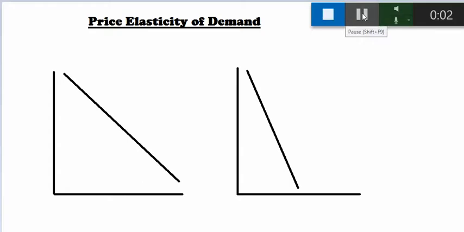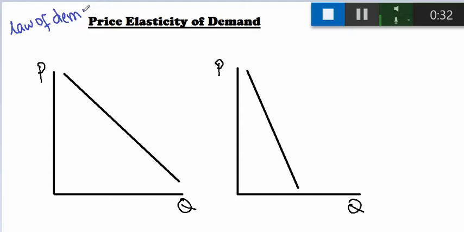Today we want to look at price elasticity of demand and try to understand what it means. It is a measure of how responsive or how sensitive consumers are to price changes. Remember the law of demand that tells us that when the price of a good rises, the quantity demanded falls, everything else held constant. But by how much? How much does quantity demanded fall when price rises? That's what elasticity helps us to measure.